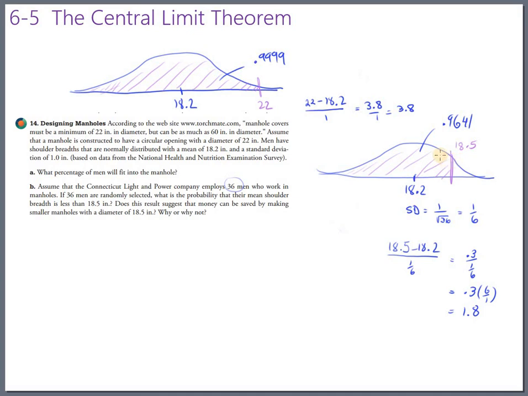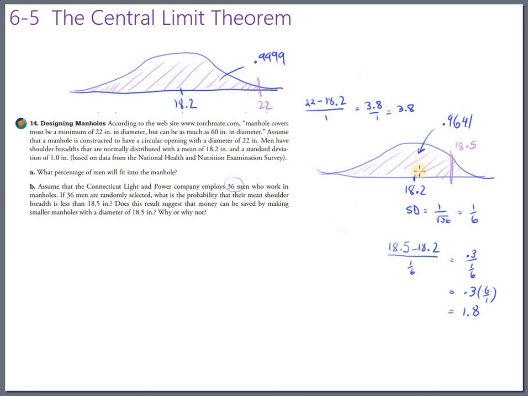And hopefully you will go back to them. This is why they put these thought questions in the book. Hopefully you'll go back to Connecticut Light and Power and say, it's not the average of 36 guys that has to go through this manhole. It's each individual guy that has to go through the manhole.